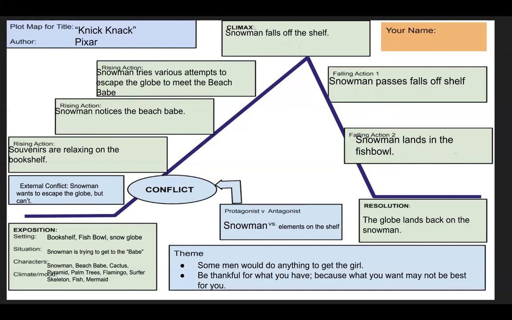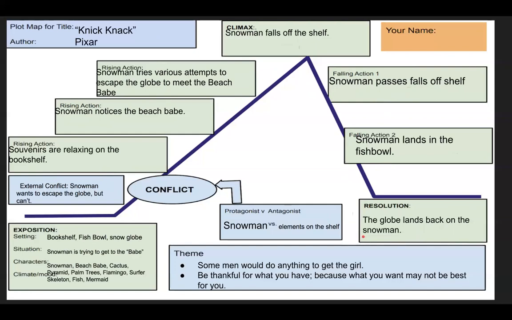and he's so excited that in the resolution, he's not paying attention, and he doesn't realize that the snow globe that he has found that exit hole from and escaped finally lands right back on him. So he's not paying attention, and he gets that globe right back on him, and he's in the same predicament as where he started, except now he's stuck in a fishbowl.